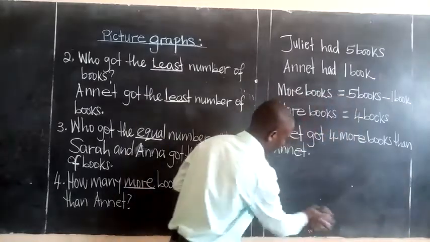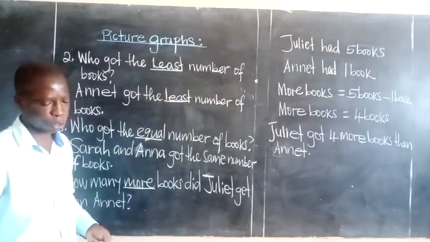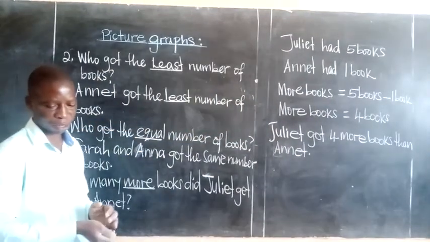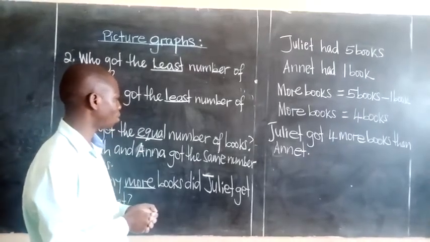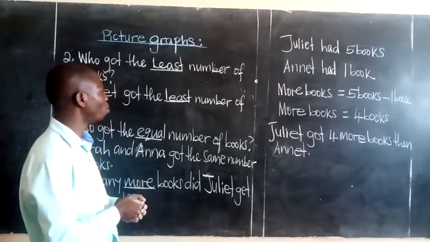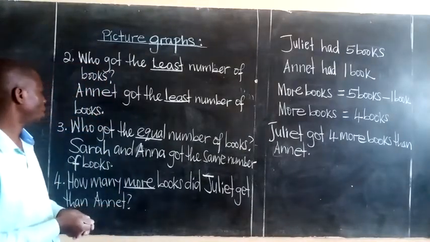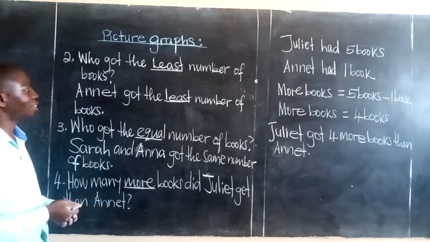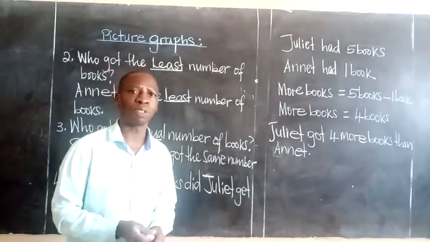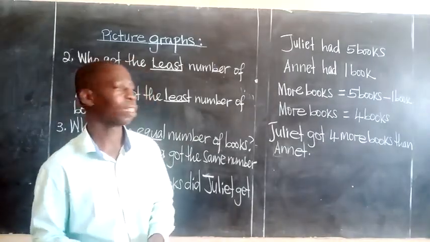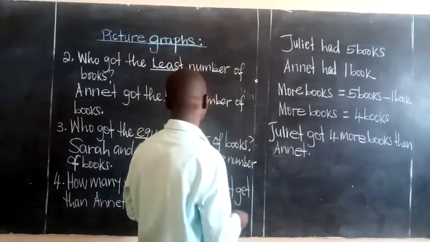So that is it. Those are the questions concerning graphs. And when they say how many books did Anna and Sarah get all together, there you will add, because we said all together means what? Means addition. So they may raise that question.